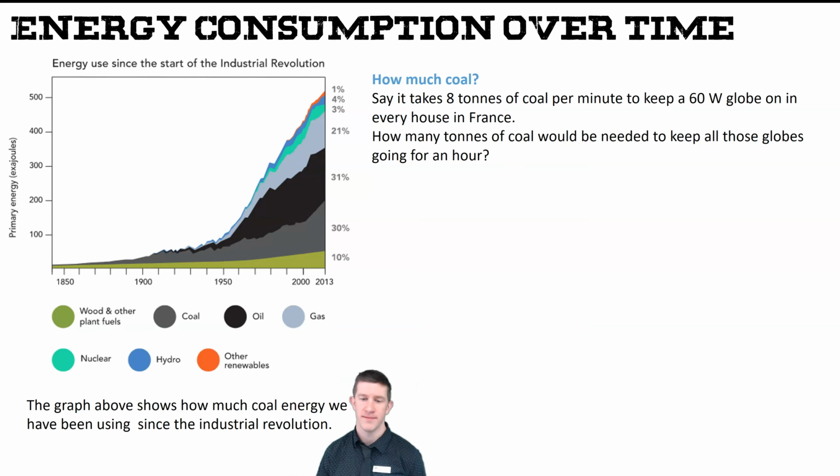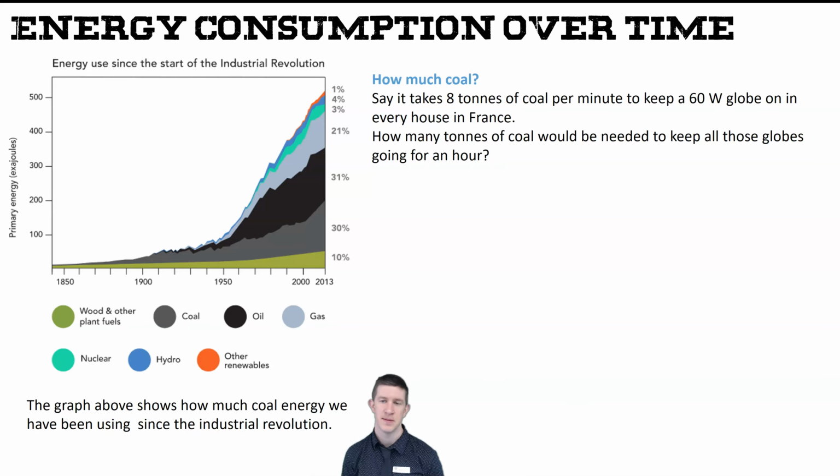How much coal though? This is something to consider. Let's say it takes 8 tons of coal per minute to keep a 60-watt light globe on in every house in France. So every minute that's 8 tons of coal being burnt. How many tons of coal would we need to keep all those globes going for 1 hour? So if 8 tons per minute, how many tons for 1 hour?